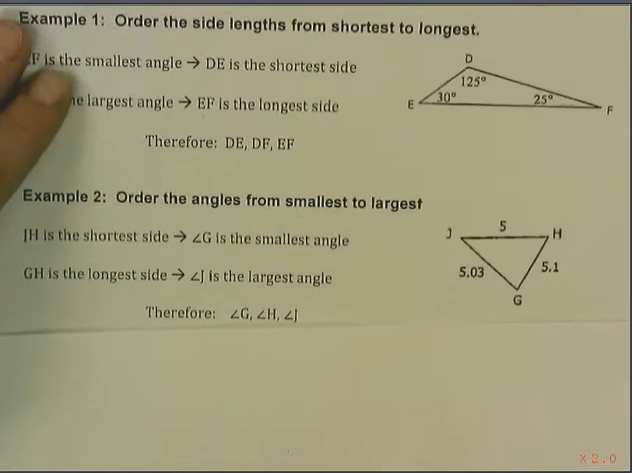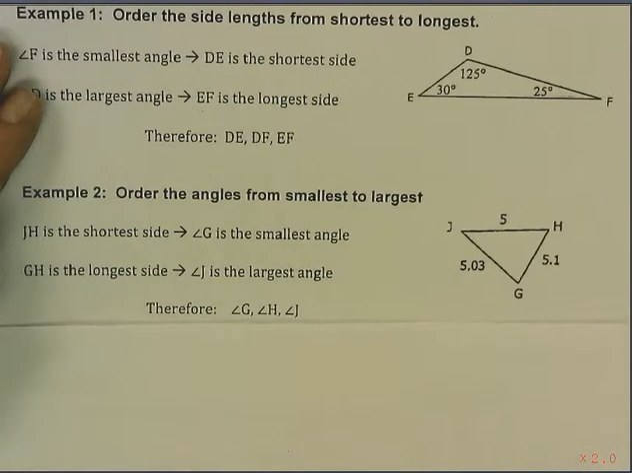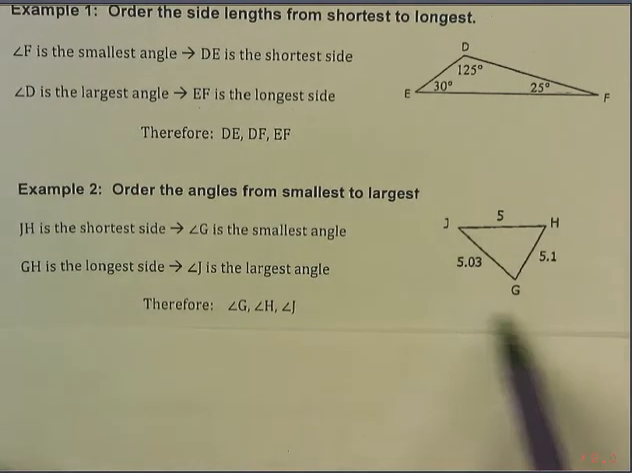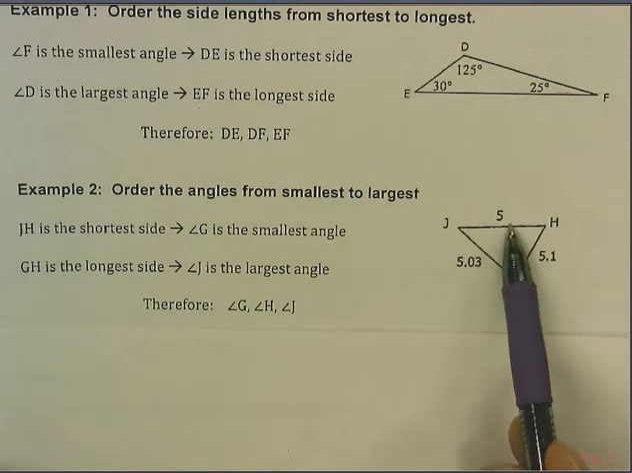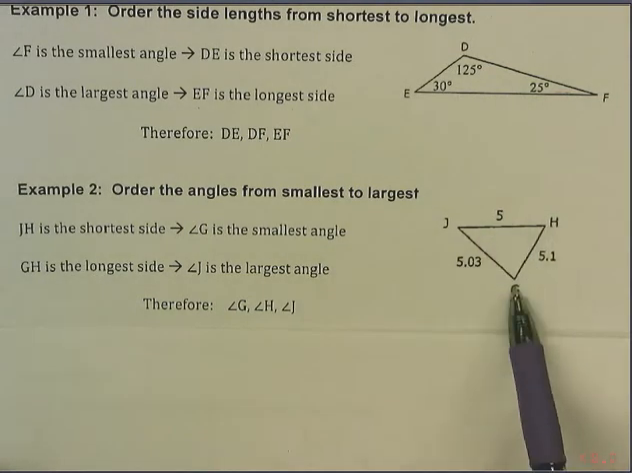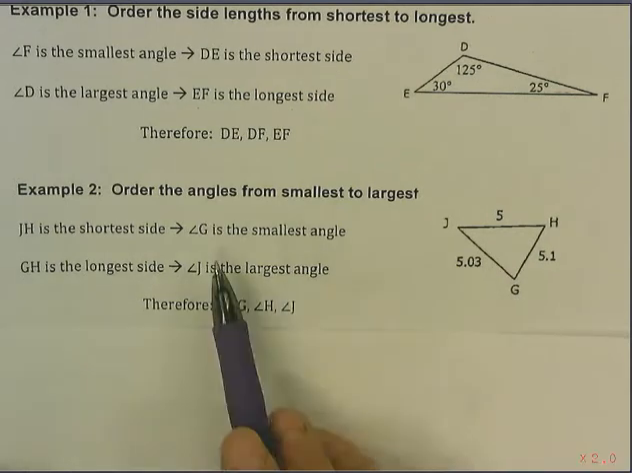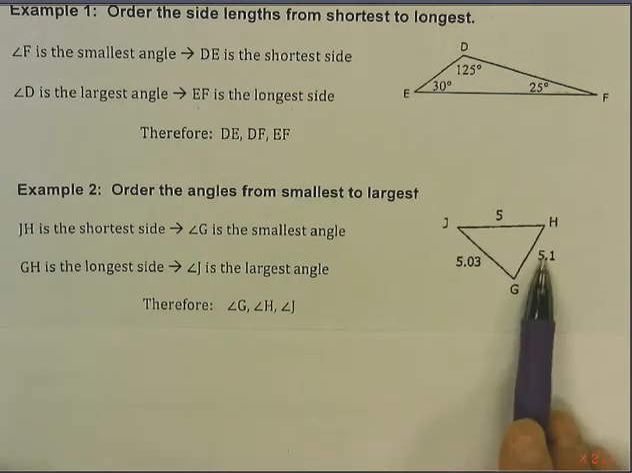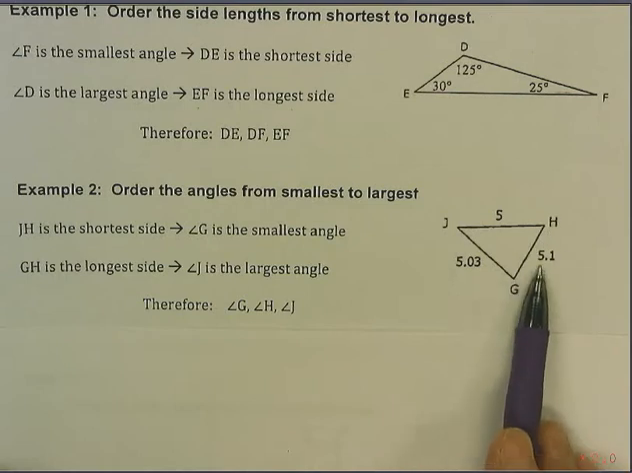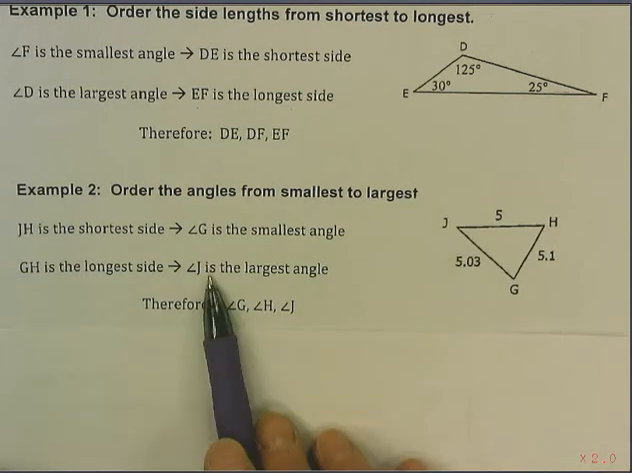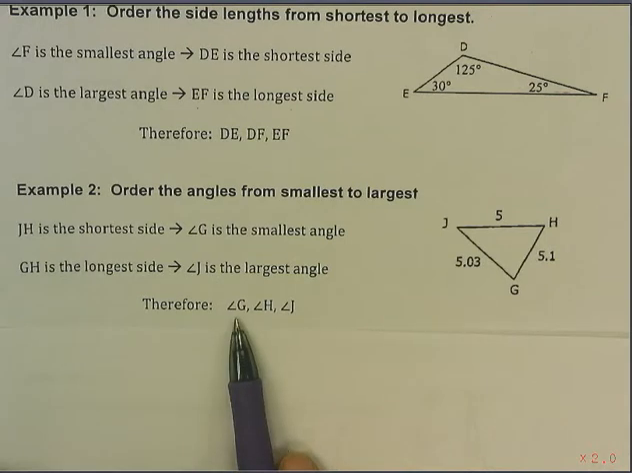We can also ask you to order the angles from smallest to largest. So once again, you're going to look at the longest side and the shortest side. So the shortest side is JH. So the angle opposite JH, which is G, will be the smallest angle. The longest side is GH, so the biggest angle will be opposite, which is J. So we can order the angles smallest to largest, G, H, J.